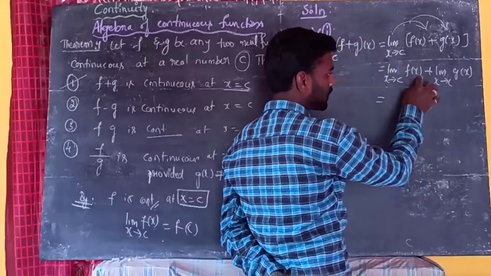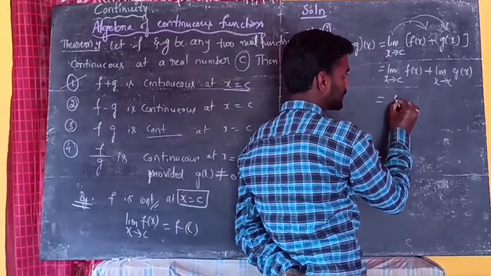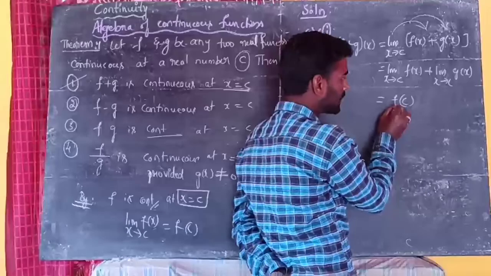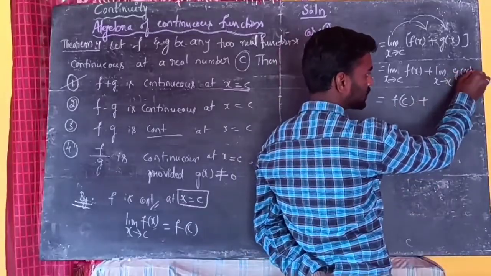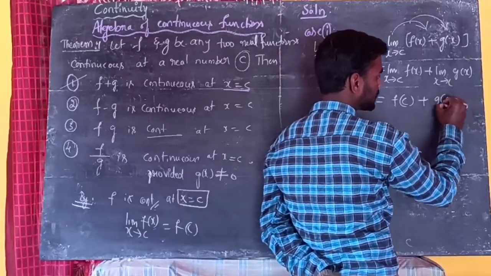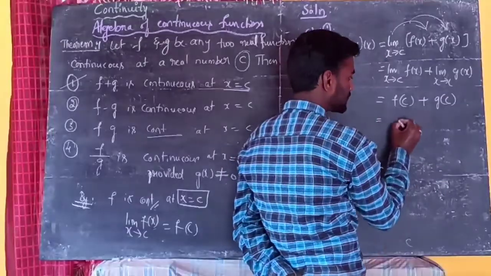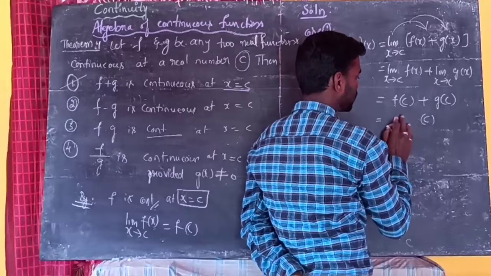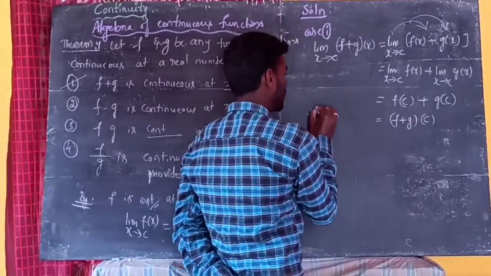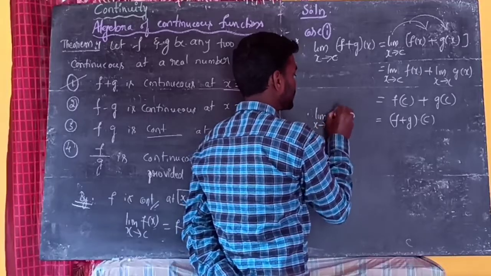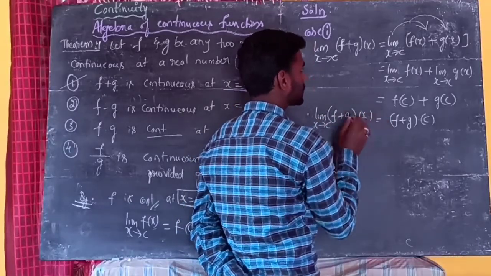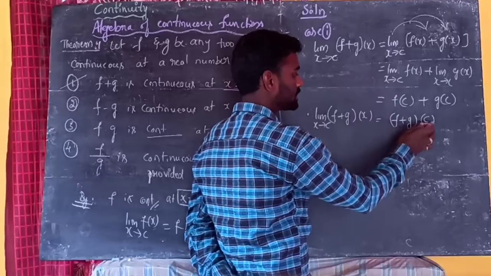Limit of f of x as x tends to c means what, guys? That is f of c. Plus limit as x tends to c of g of x, which becomes g of c. Taking c as common, here f plus g of c. Therefore limit as x tends to c of (f plus g)(x) is equal to what? (f plus g)(c).